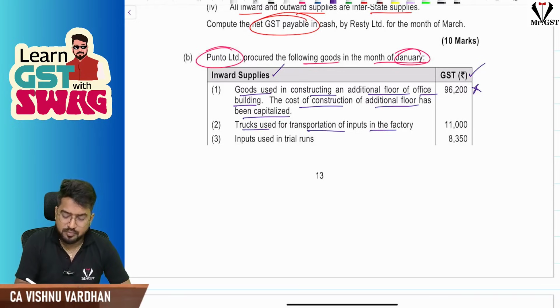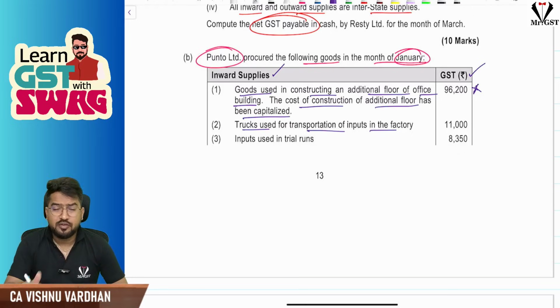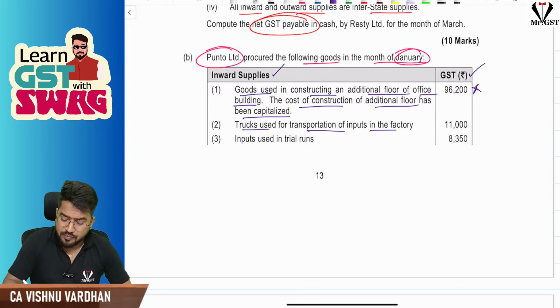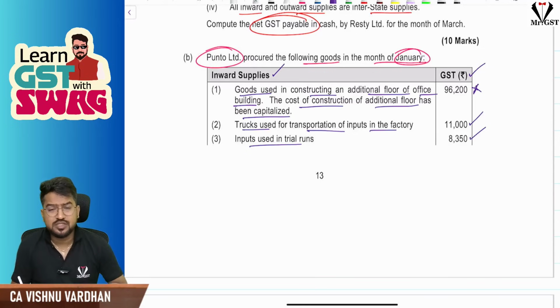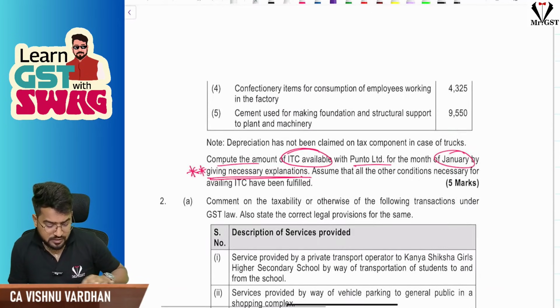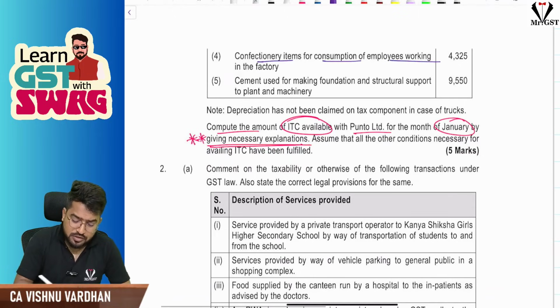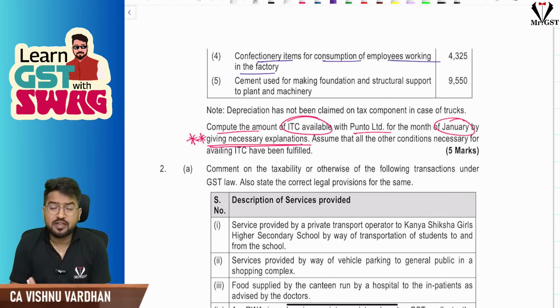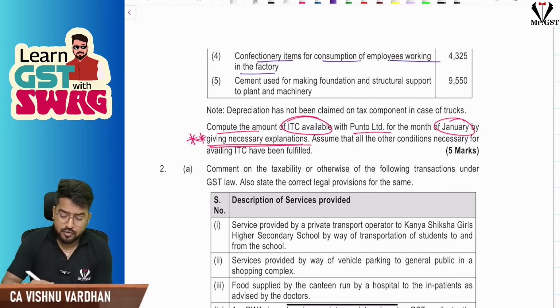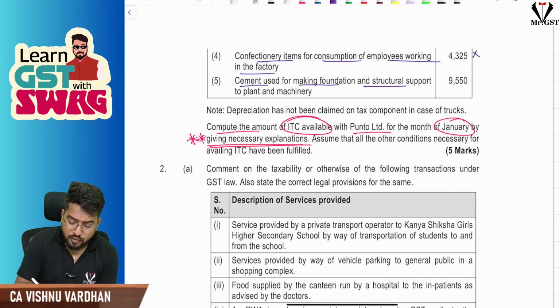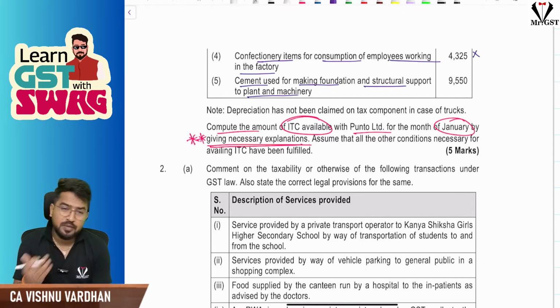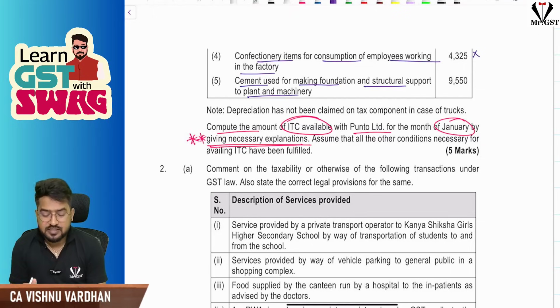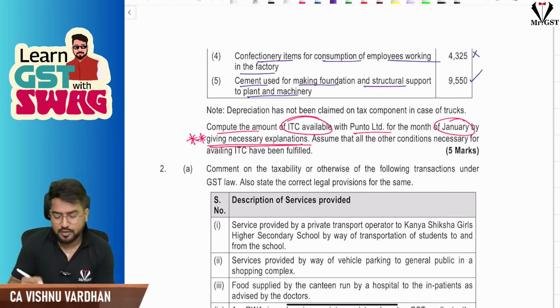Trucks used for transportation of inputs. The prohibition is only on passenger vehicles with seating capacity less than or equal to 13, but this is a goods vehicle, so you can happily take ITC. Inputs used in trial runs, yes, because they are used in the furtherance of business, you can take ITC. Confectionery items for consumption of employees working in the factory. Employees might be purchasing some Lays, Kurkure packets, all these things with GST paid. You cannot take ITC. Next, cement used for making foundational structural support to plant and machinery. For plant and machinery, for constructing the structural support, it is an exception given in 17 subsection 5. So it is not a blocked credit. You can happily take ITC.